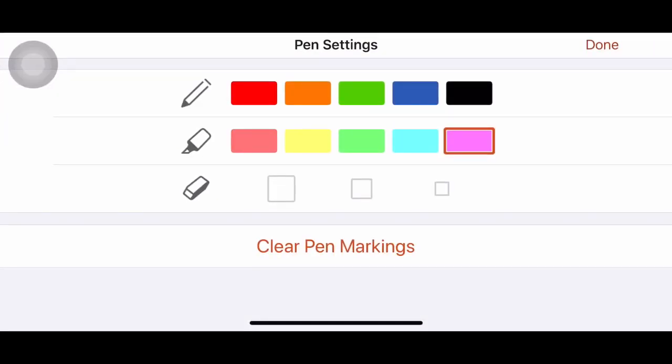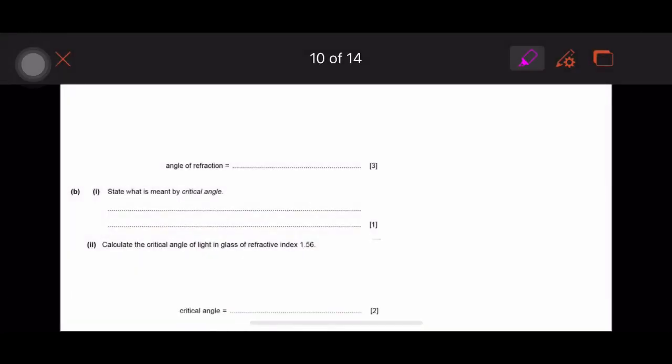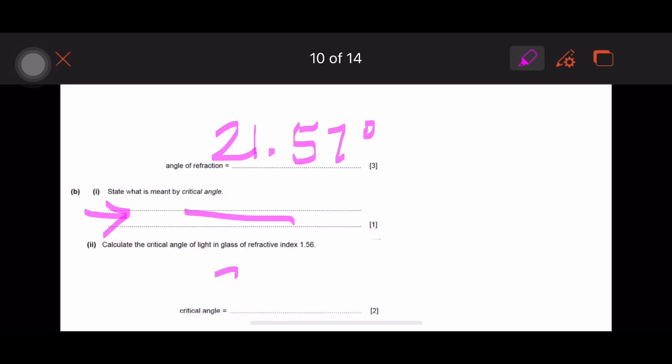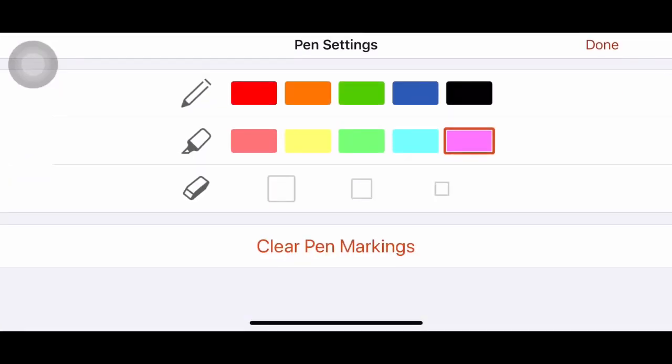So we're just going to summarize. For the angle of refraction, we got earlier 21.57 degrees, and critical angle is the angle of incidence which produces an angle of refraction of 90 degrees. You have to write that down. And then finally we have here 39.87 degrees as your critical angle. So correct me if I'm wrong. I'm just there in our private chat. You can chat with me anytime. Okay, so that's it for this problem.